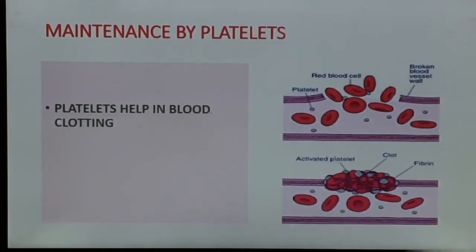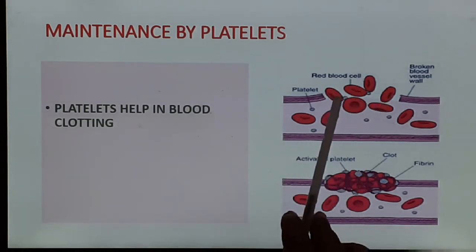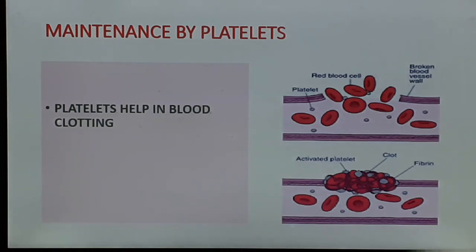Just imagine if you develop an injury in your body. Naturally, the bleeding occurs through the wound. If you do not block the leakage immediately, we will lose a lot of blood, which leads to low blood pressure and reduces the efficiency of the pumping system. The platelets present in the blood form a clot at the site and block the bleeding like this.